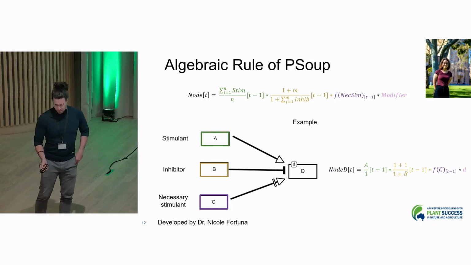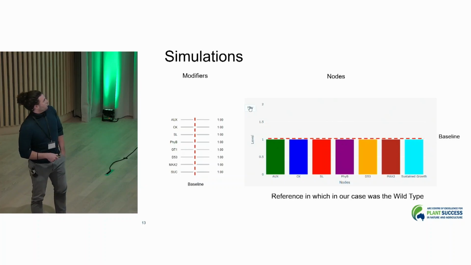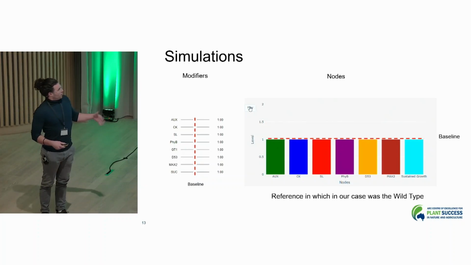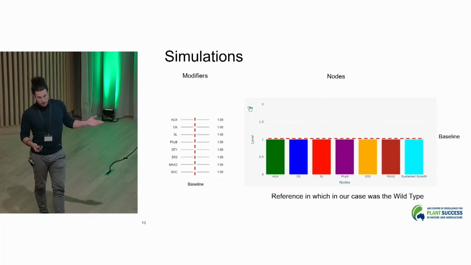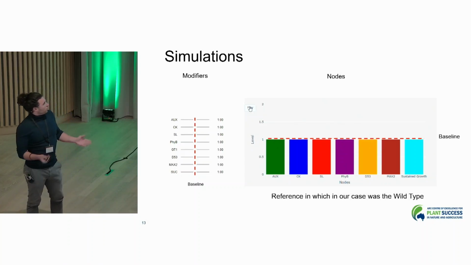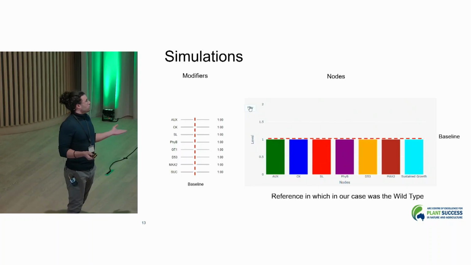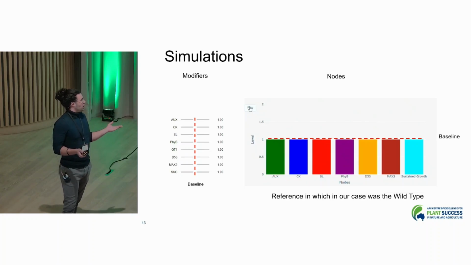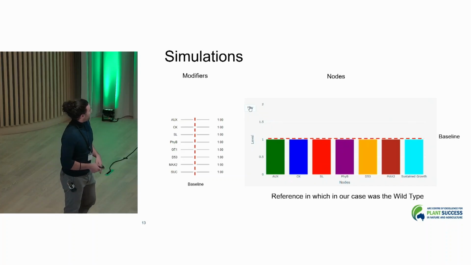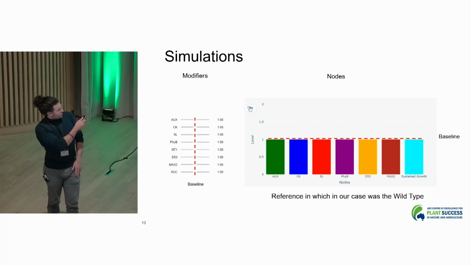So to explain a bit more how it works: when everything is 1, then that means that the network is of the wild type and nothing is changed, so it's in a steady state. So if you have everything 1, then 1 equals 1 and nothing is changed, as you can see there.